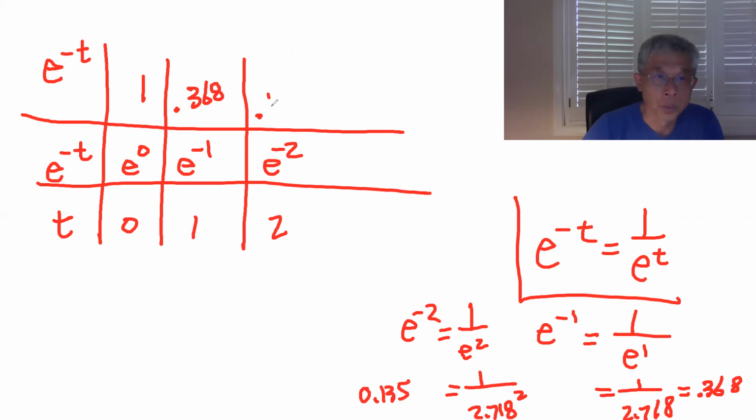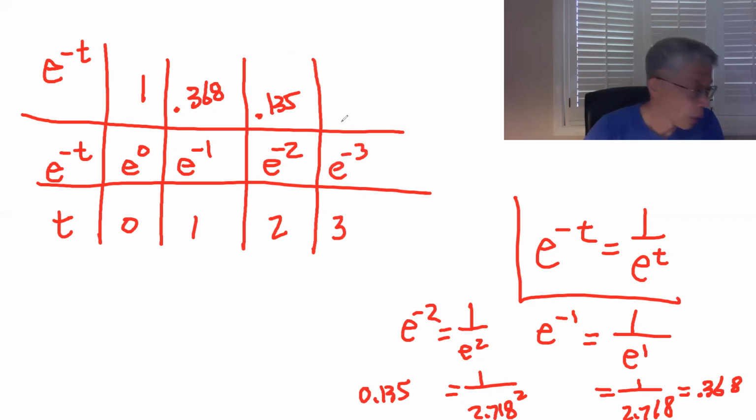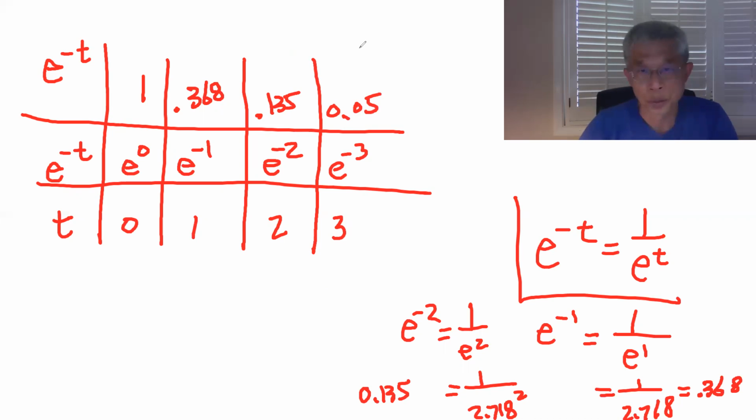So 0.135. I need one more point, and then we can do our plotting. E to the minus 3 is equal to 0.05, okay? Remember this was 20, so 1 over 20 is equal to 0.05. Hopefully you can trust me. So now let's plot this graph here.